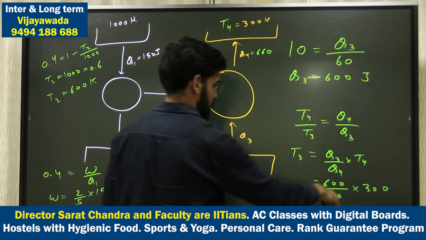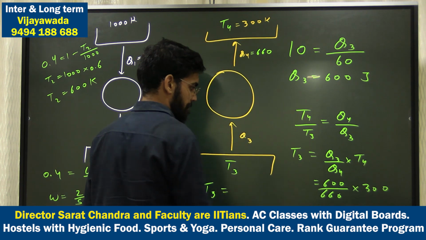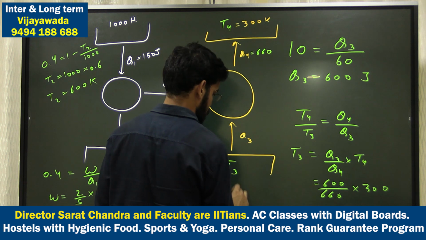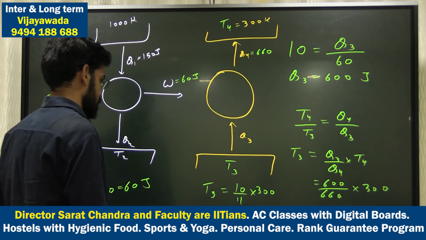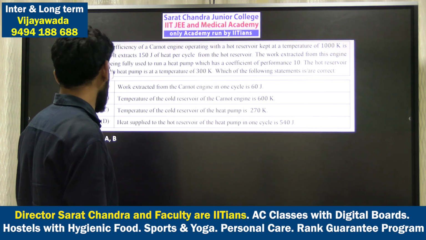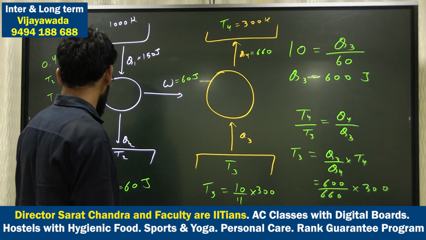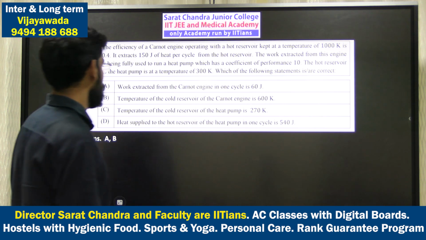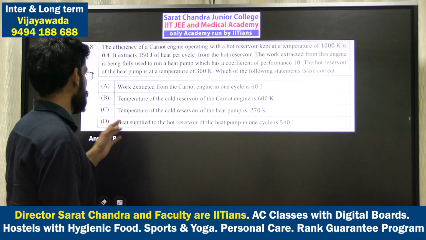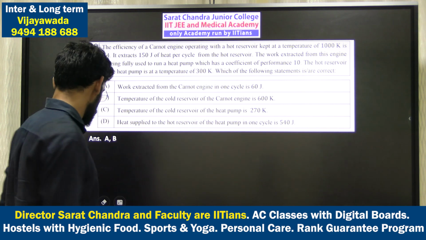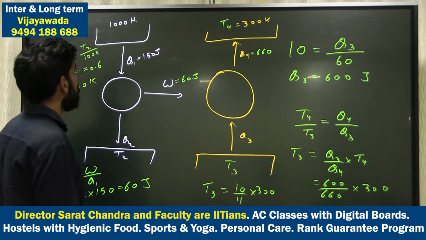So this 0, 0, 60, 6 we can cancel out. T3 will come 10 by 11 into 300. He gave exactly 270, but 270 is not coming. It may come around 270, but exactly 270 it will not come. So C option we can't say, because he said exactly 270 and no approximation. So C option is also not correct. The answer is close to 270 but not 270.